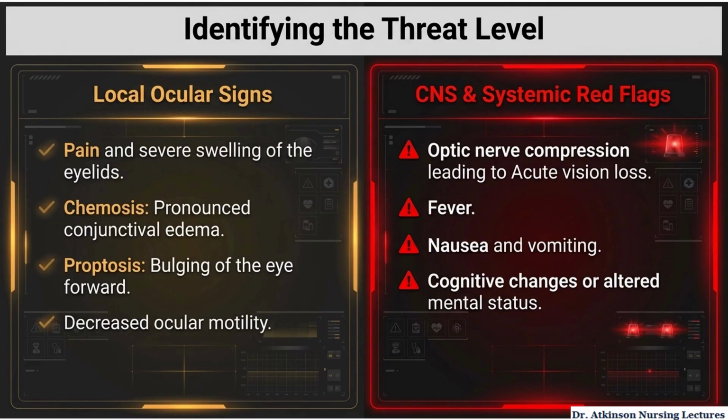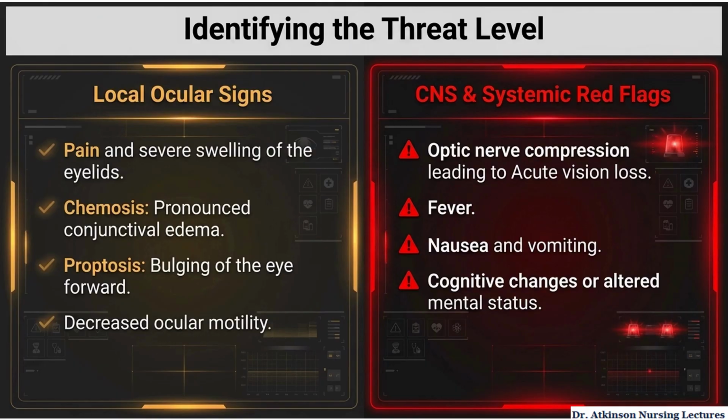Local ocular signs: pain and severe swelling of the eyelids, chemosis, which is pronounced conjunctival edema, proptosis, which is bulging of the eye forward from the orbital pressure, and decreased ocular motility. These local signs tell you the orbit is involved.